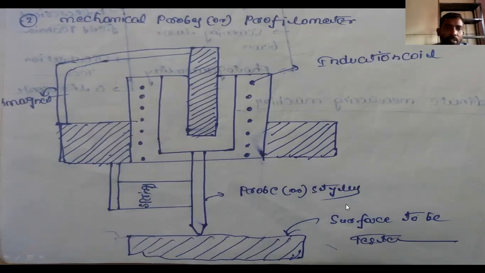So see here, it is the block diagram of the mechanical probe. What are the parts? A magnet we can use. So it is the induction coils. It is a spring. It is a probe, or we can call it a stylus.